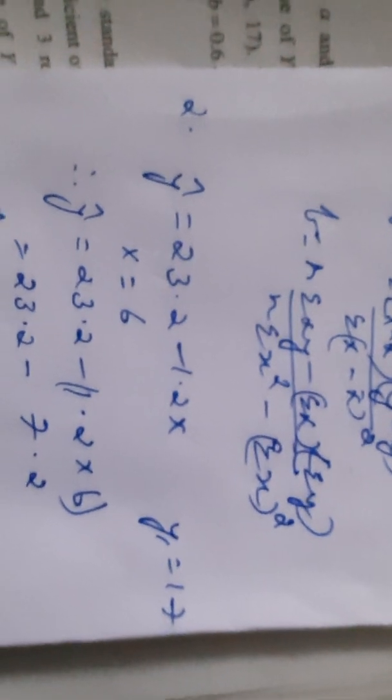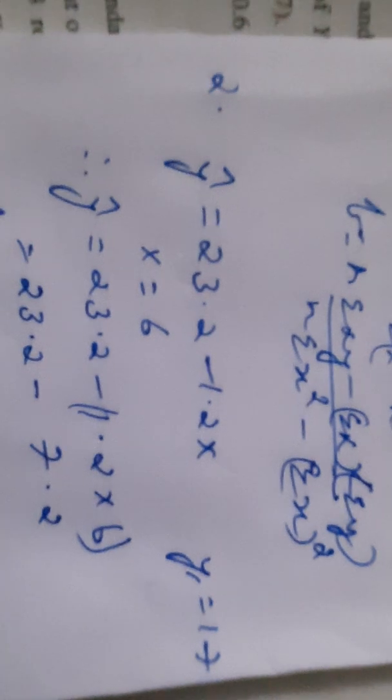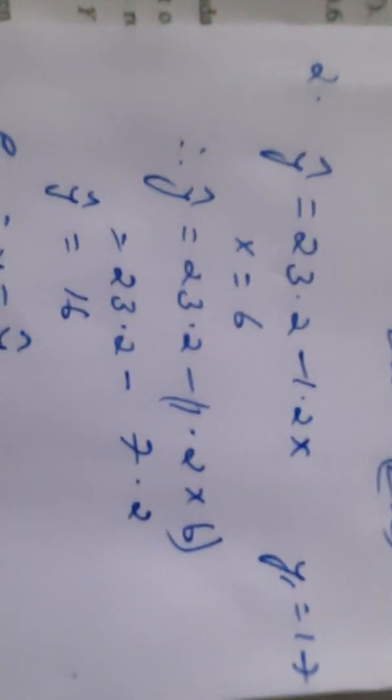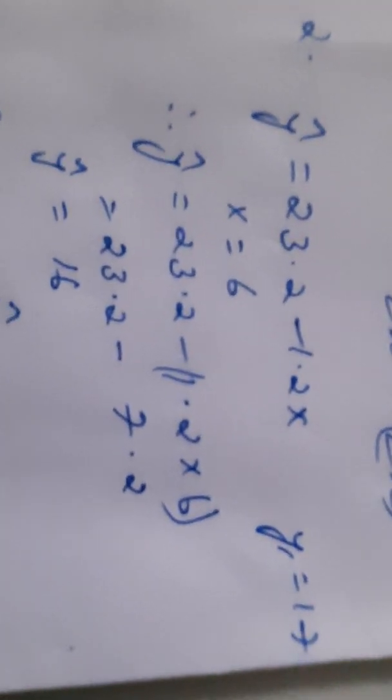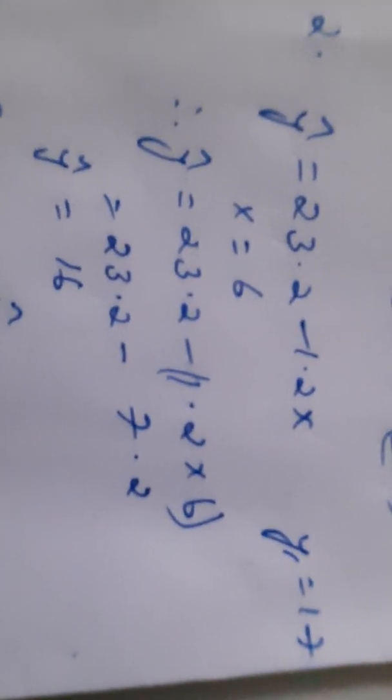So here the equation as such is y cap is equal to 23.2 minus 1.2x, and yi is given as 17, x is 6. So let us apply the equation. Y cap is equal to 23.2 minus 1.2 into 6. That is equal to 23.2 minus 7.2. Y cap is 16, whereas yi is 17. The estimated value is 16 and the observed value is 17.